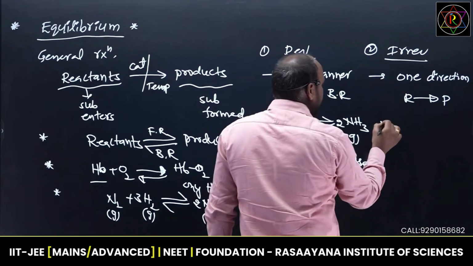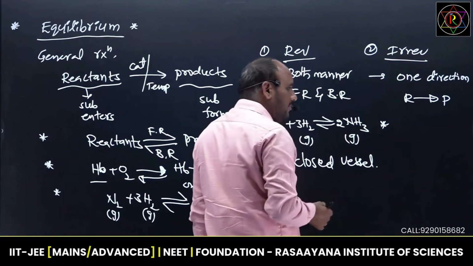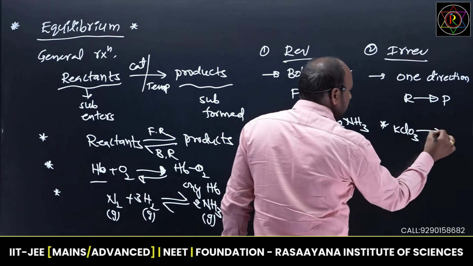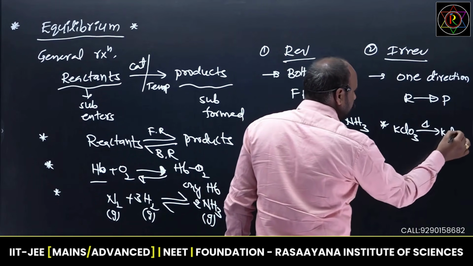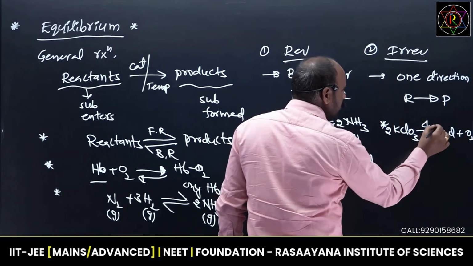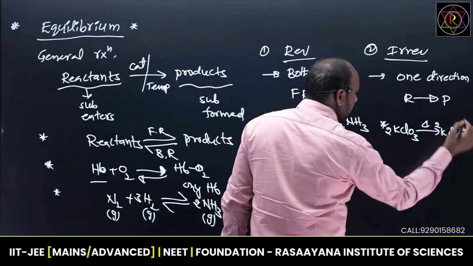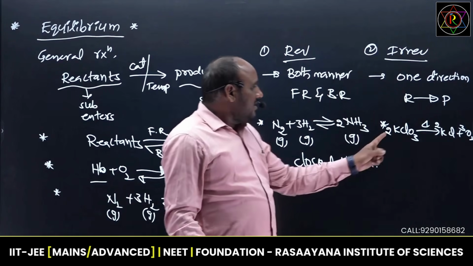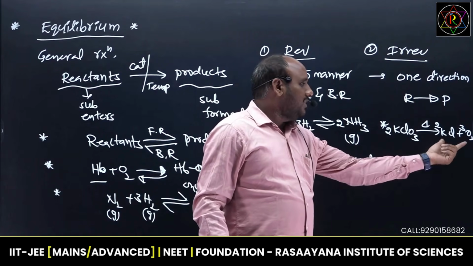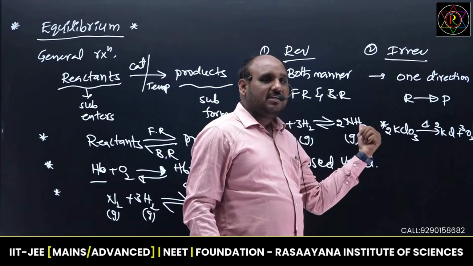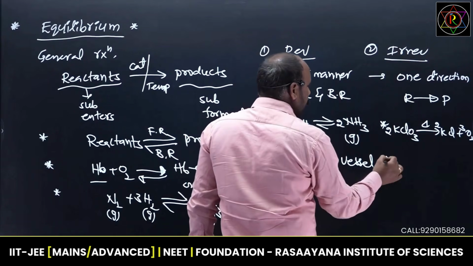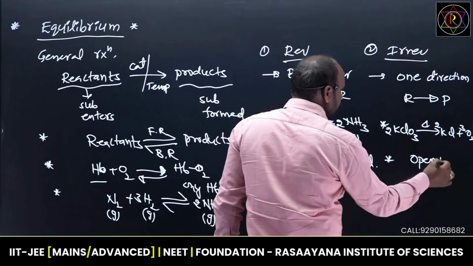An irreversible example is the decomposition of KClO3, potassium chlorate. Upon heating, KClO3 is converted to KCl plus oxygen. With the stoichiometry, 2 moles of KClO3 give 2 moles of KCl and 3 moles of oxygen. This won't form KClO3 again. This is a one-direction reaction, known as an irreversible reaction. Irreversible reactions occur in an open vessel.